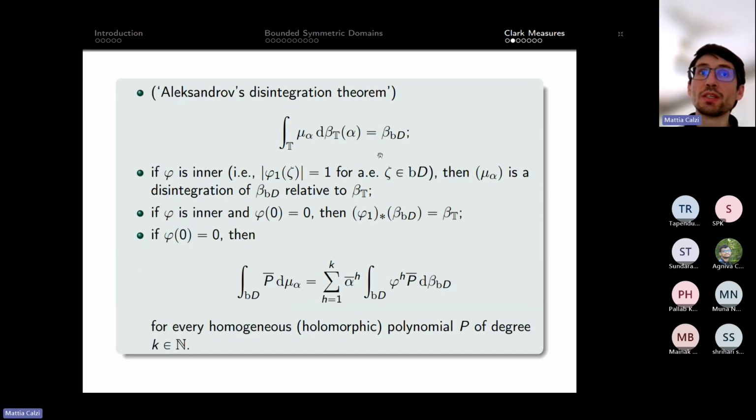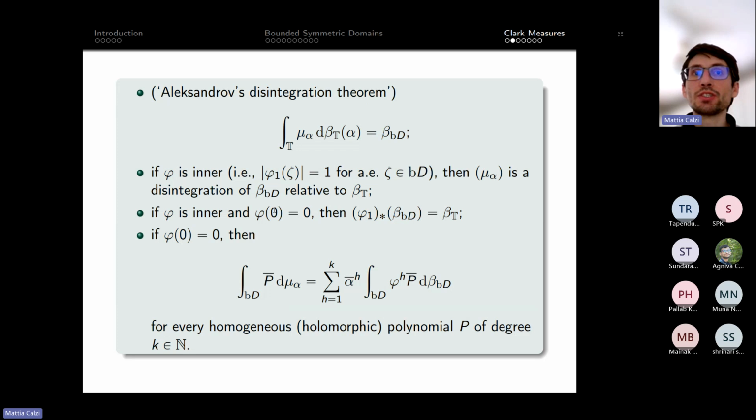We have also the Aleksandrov disintegration theorem. Here, the integral of the mu alpha with respect to the Berg measure is the canonical measure of the Shilov boundary. If phi is inner, which as before means that the boundary values are unimodular almost everywhere, then this is in fact a disintegration because these are concentrated on these disjoint sets.